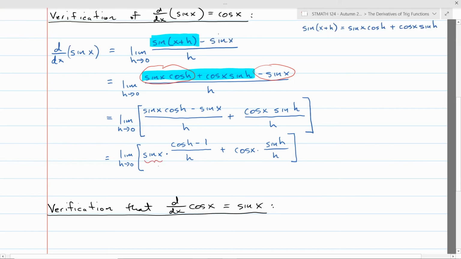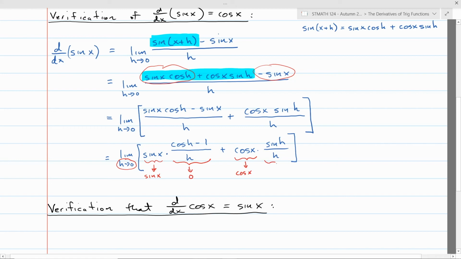Sine of x. Now, it's important to notice that it's h that's going to 0 here. Sine of x doesn't have an h in it. So as far as it's concerned, it could care less that h is going to 0. So there you just get sine of x. And then this next fraction is one of those fundamental trigonometric limits that we were talking about at the beginning. And it turns out that that goes to 0. And then cosine of x, again, it doesn't have an h in it. So you just get cosine of x when you take the limit as h goes to 0.